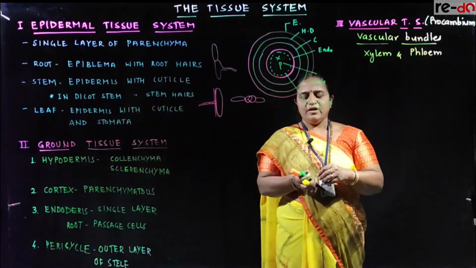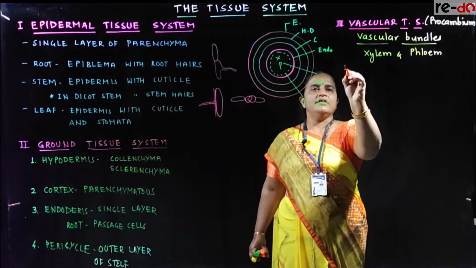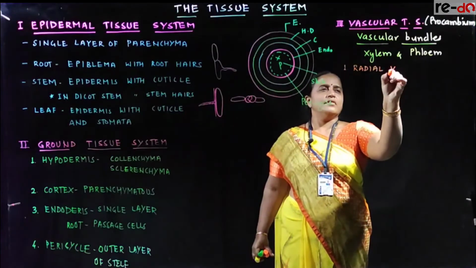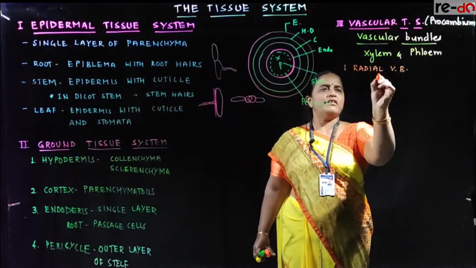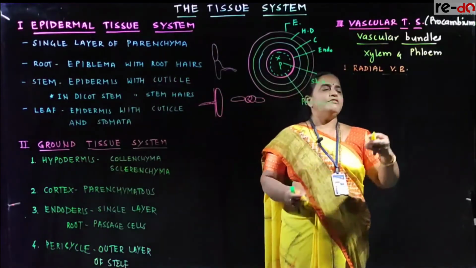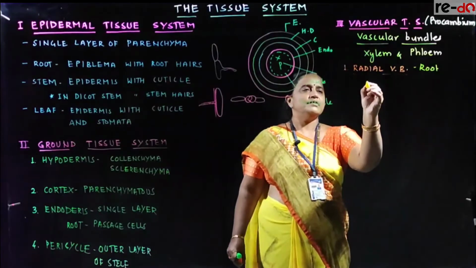Now these vascular bundles are said to be radial. VB stands for vascular bundle. Radial vascular bundles we find in the root. It may be dicot or monocot.